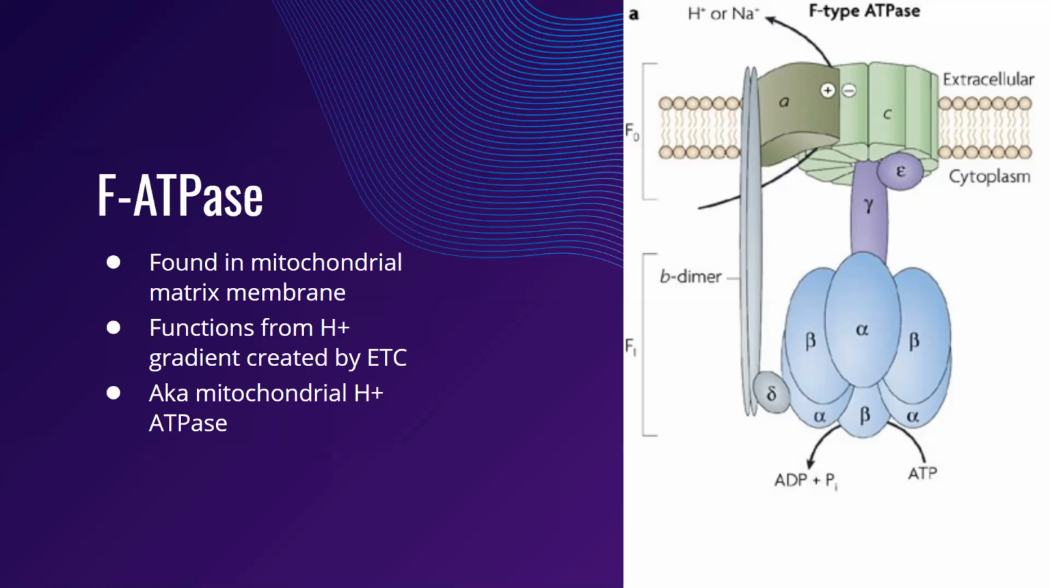Now what happens is that the H plus ions, through passive diffusion, go down through the membrane because of the difference in concentrations, and they pass through ATPase. And the movement of ATPase eventually causes the production of ATP from ADP and inorganic phosphate. So you could also call this mitochondrial hydrogen ion ATPase.